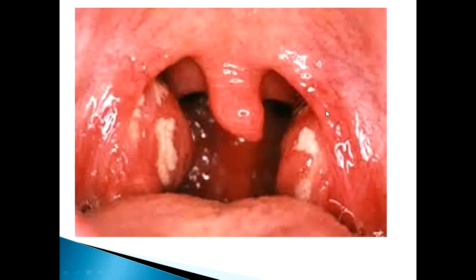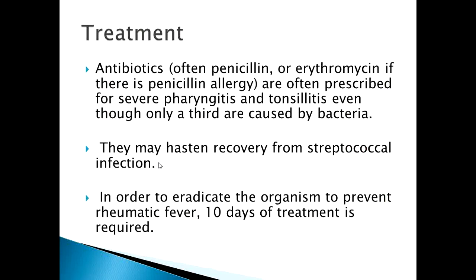So in this diagram, as you could see, there is redness, erythema of the throat, the fascial pillars, uvula, and posterior pharyngeal wall, and the tonsils are inflamed and a little bit bigger in size as well. You could also see the white exudates on the tonsils. However, you cannot always see these white exudates. Sometimes there could be only inflammation of the throat.